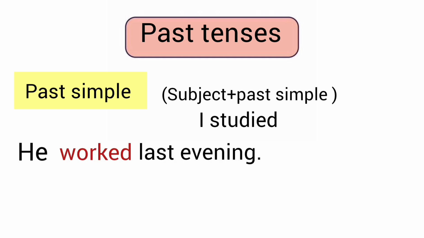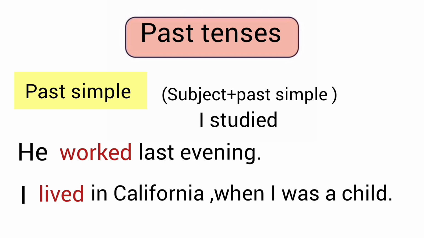For example, he worked last evening. In other words, he started the work last evening and he finished the work last evening as well. Another example, I lived in California when I was a child. In other words, I lived there then, I don't live there now. Why? Because in past simple, actions always happened or finished in the past.